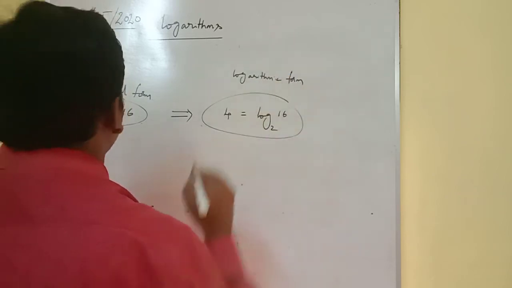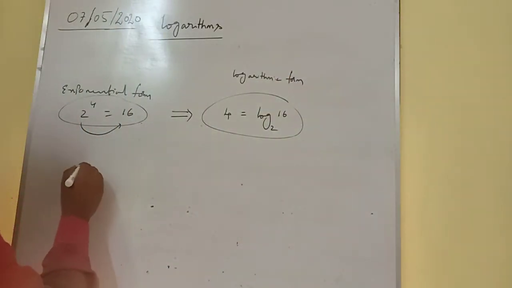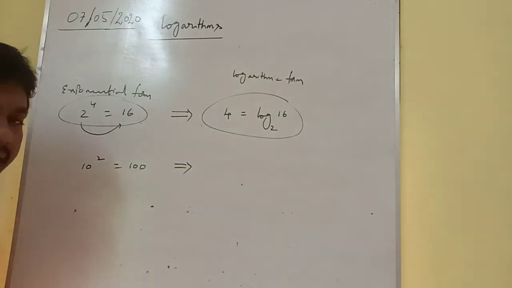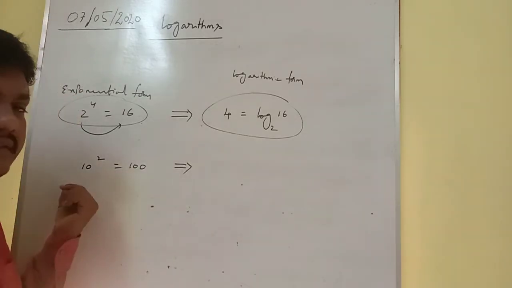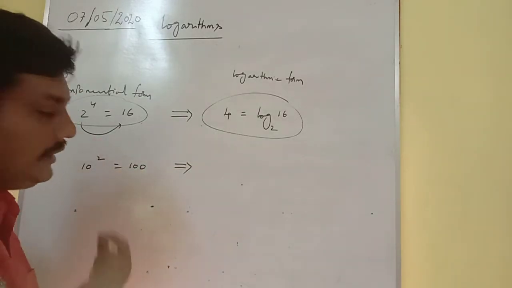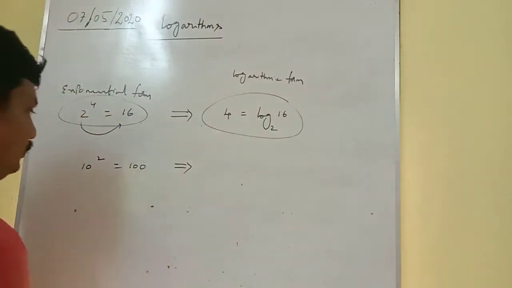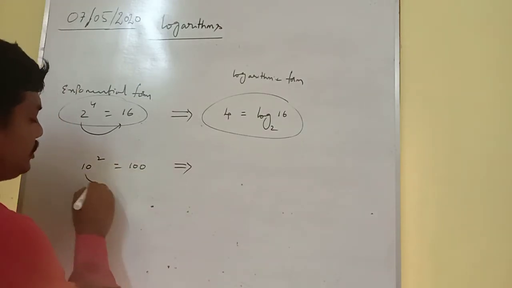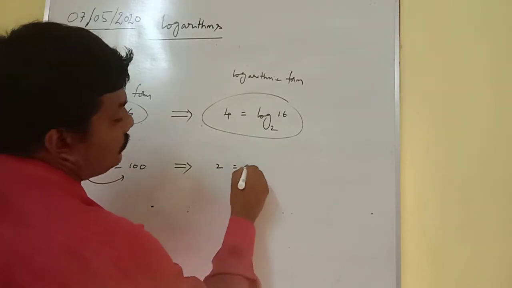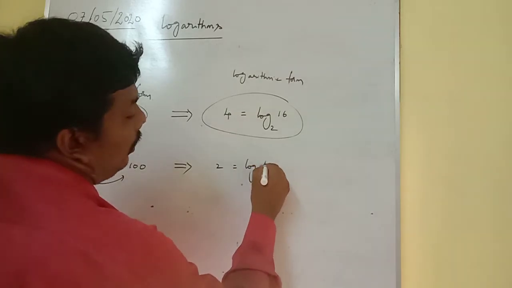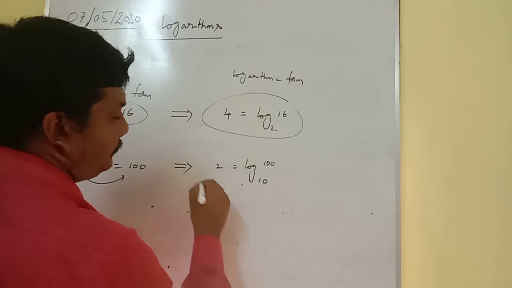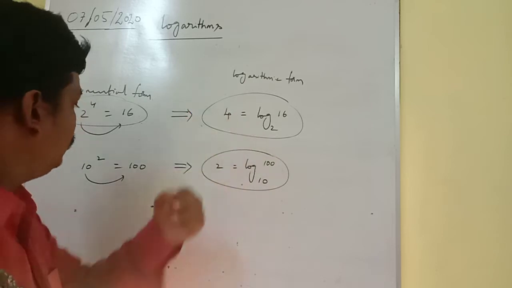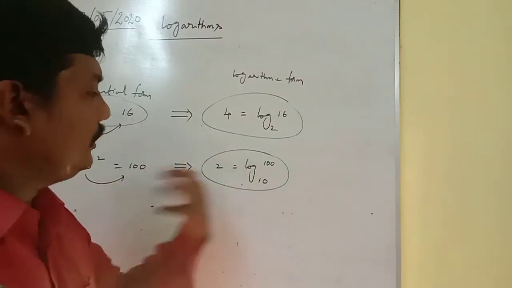If you take another number like 10 square is equal to 100, 10 is multiplied 2 times, 10 into 10 becomes 100. Now the logarithmic form: by changing the base from here to here, 2 is equal to logarithm of 100 to the base 10. So this is logarithmic form. Exponentials are converted into logarithms.